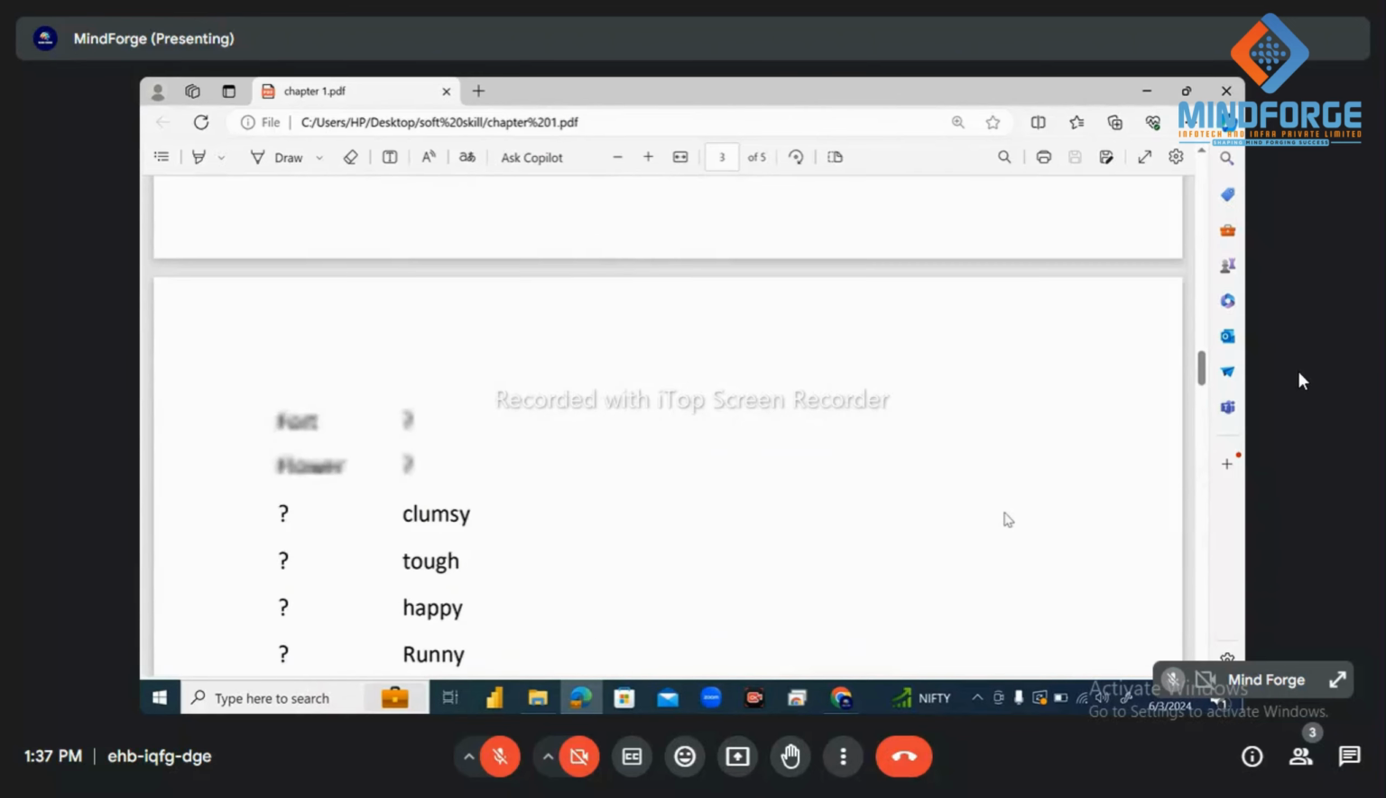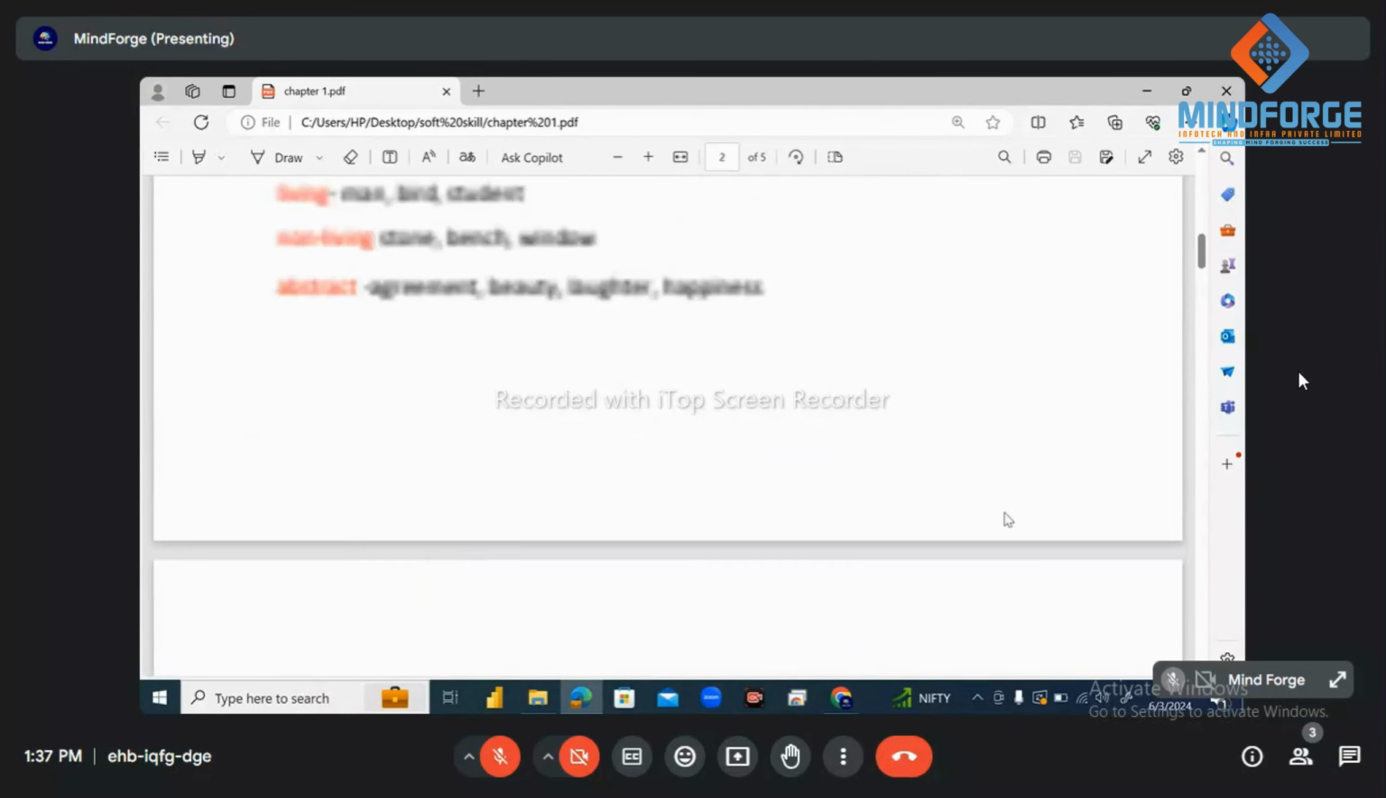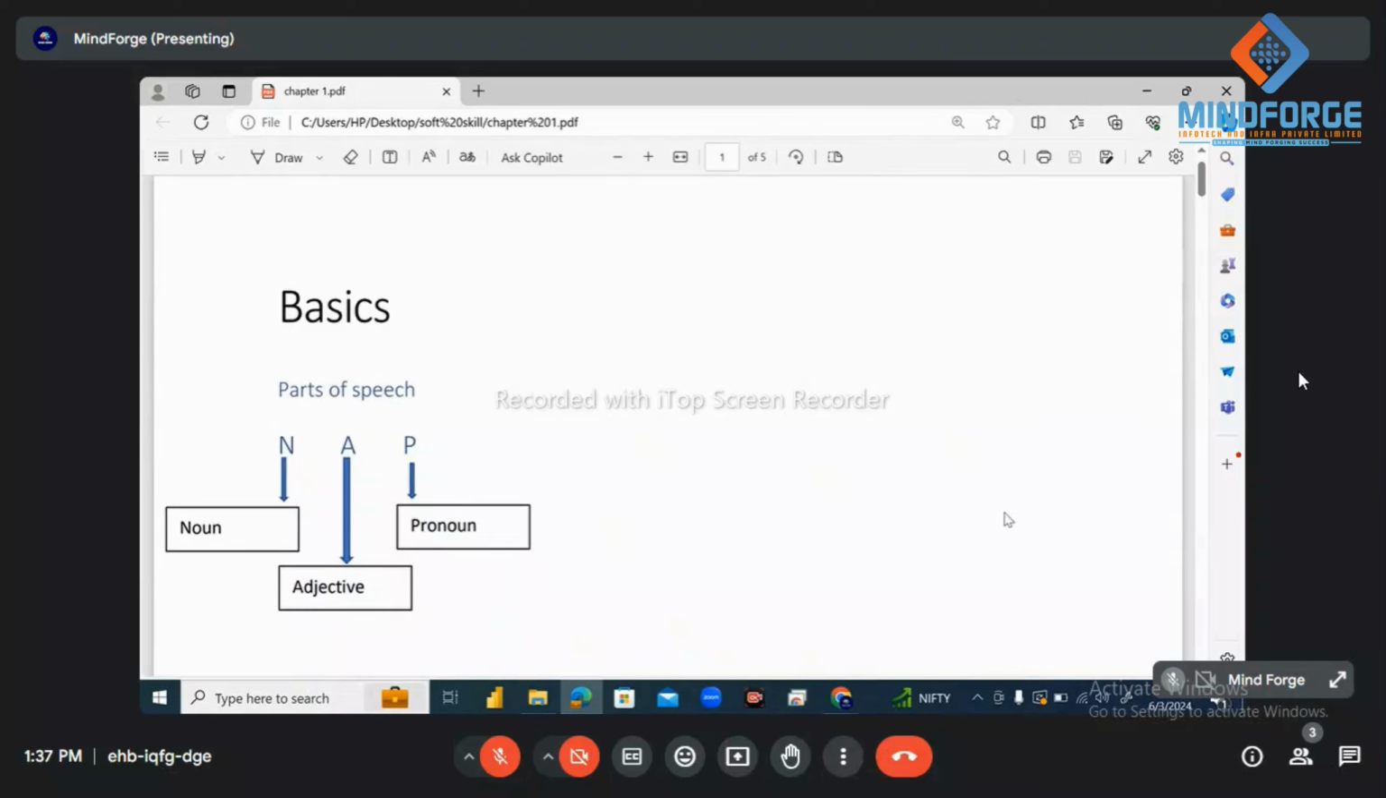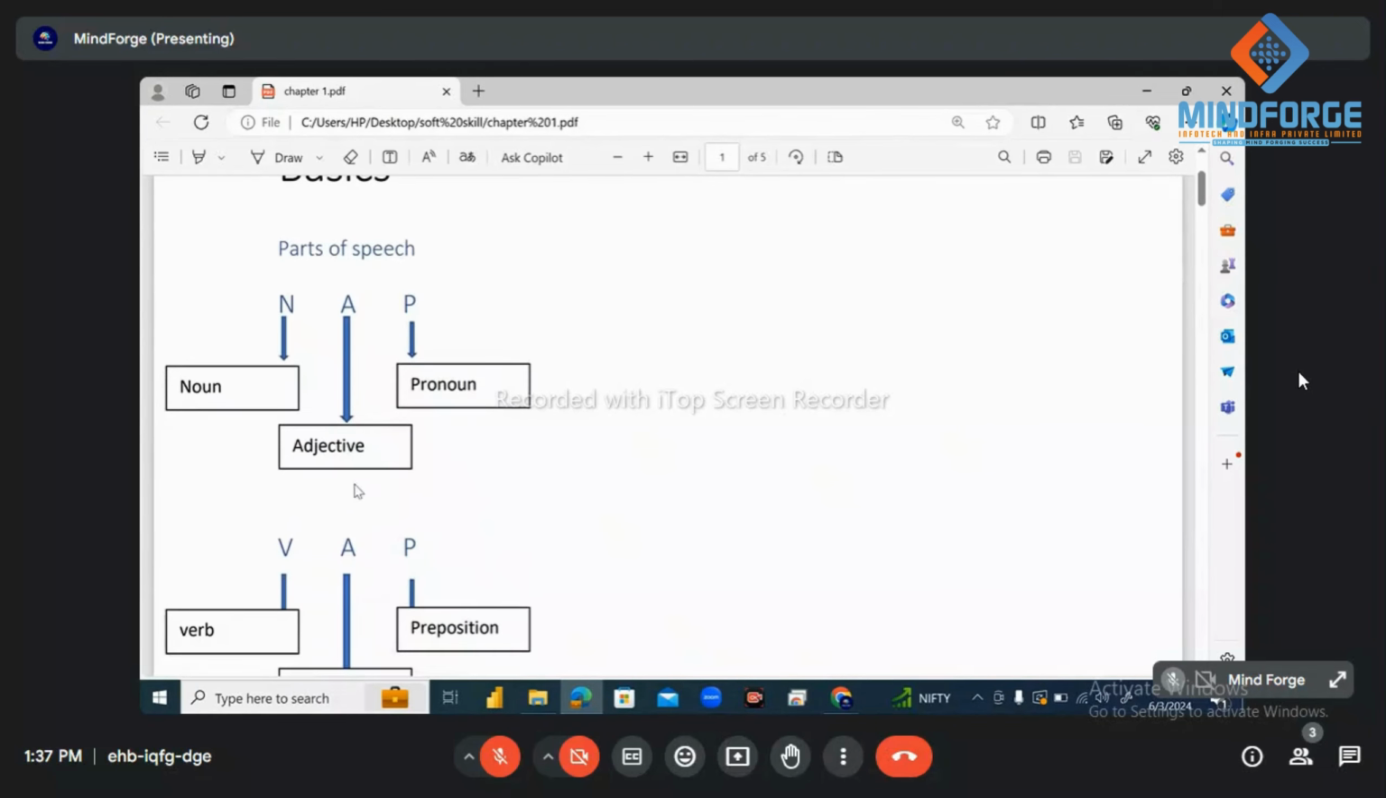Let's revise quickly in a single line. Now we have come to the very first one, noun. What is the meaning of noun, guys? Name of anything. What is pronoun? Whichever word we are going to use instead of a noun. What is adjective? We are adding more to the noun.